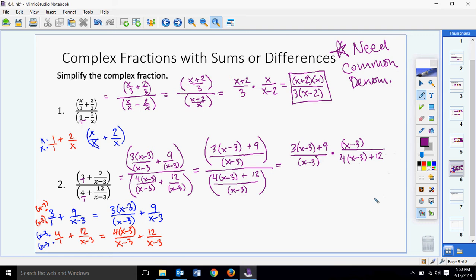Now I want to caution you on the simplification part. Because I see a lot of mistakes coming from students wanting to cancel when it's not possible to cancel. So let's talk about this.